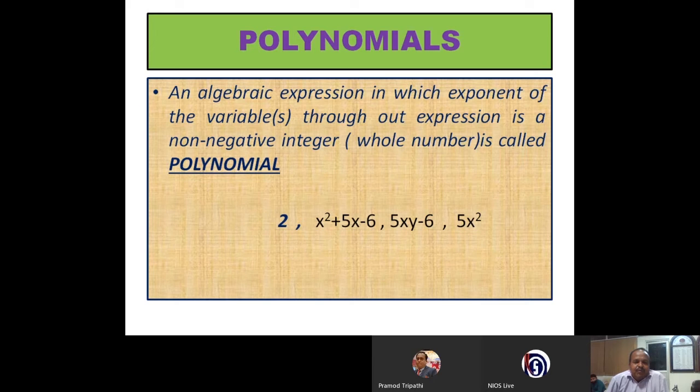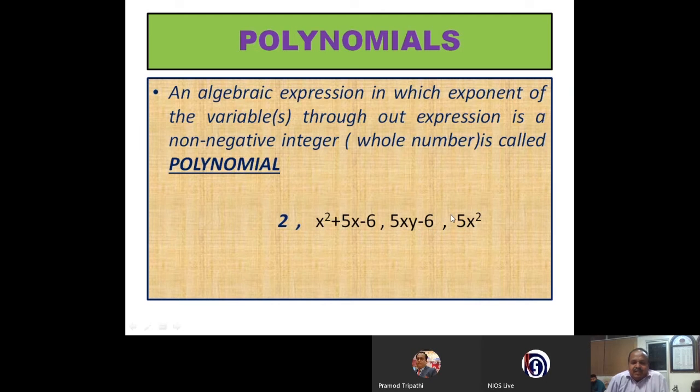That value is 1. So in the first term, the exponent is 2. In the second term, the exponent of the variable x is 1. In the third one, the exponent of the variable is 0. In the third example, we see here 5xy minus 6. The exponent of x is 1, that is not written. y raised to the power 1, that is not written. It is understood. Minus 6, x raised to the power 0.